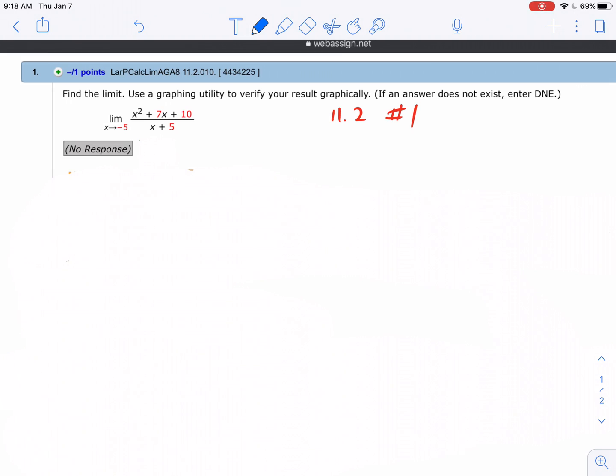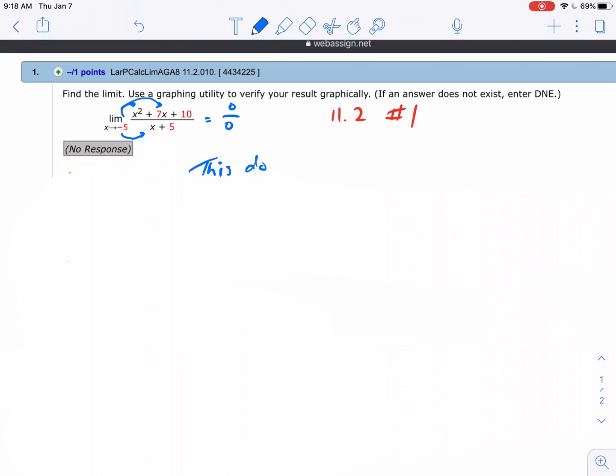11.2 number 1, we're given a function and we're supposed to find the limit as x approaches negative 5. The idea is if you take that negative 5 and plug it in here and here, you end up with 25 minus 35 plus 10 on top, which gives me a 0. And on the bottom, negative 5 plus 5 is also 0. It's very important: 0 over 0.